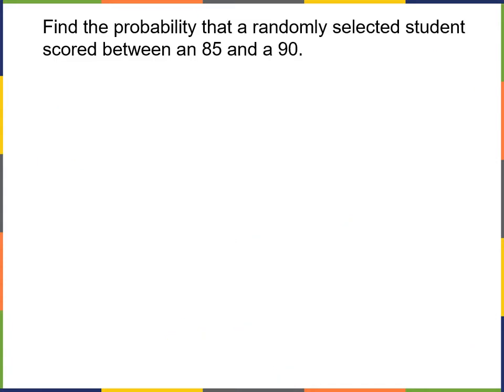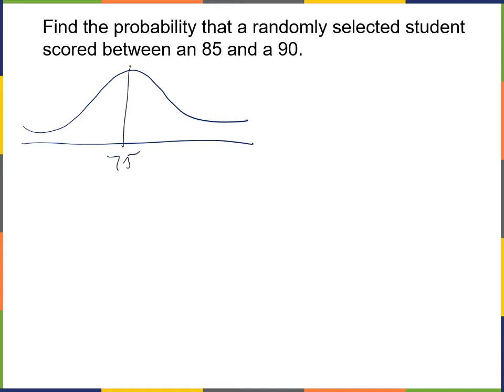All right, what if I wanted to find the probability that someone scored between an 85 and a 90? So between an 85 and a 90. Well, here's my picture. The mean was 75. The standard deviation was 5. 85 is here. 90 is here. And I want to go in between the two. Okay? So how am I going to do that?